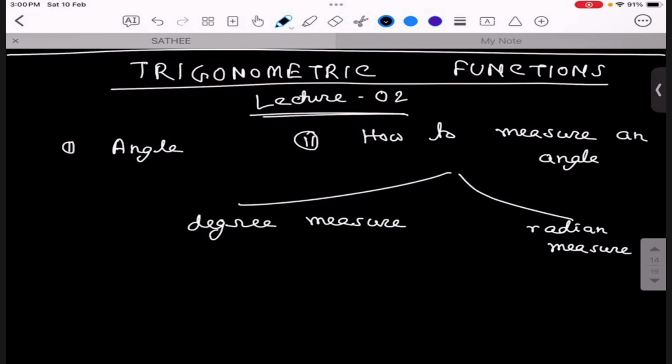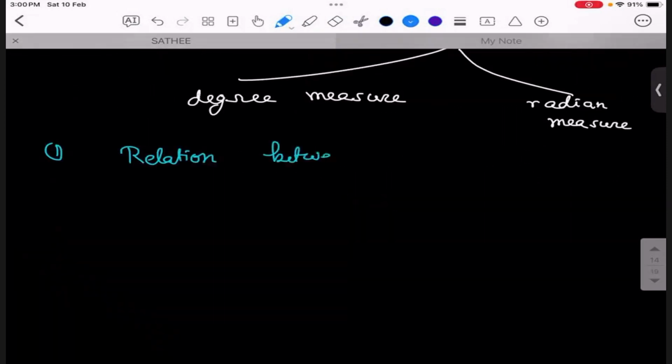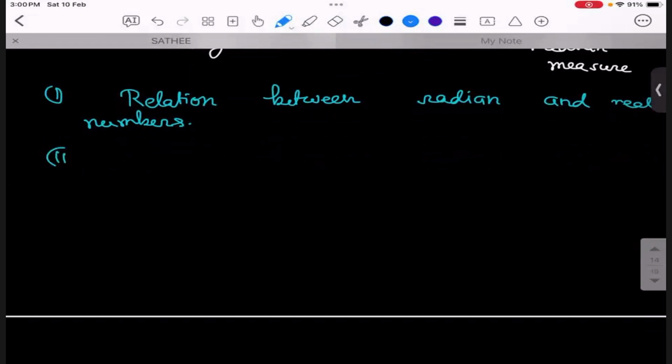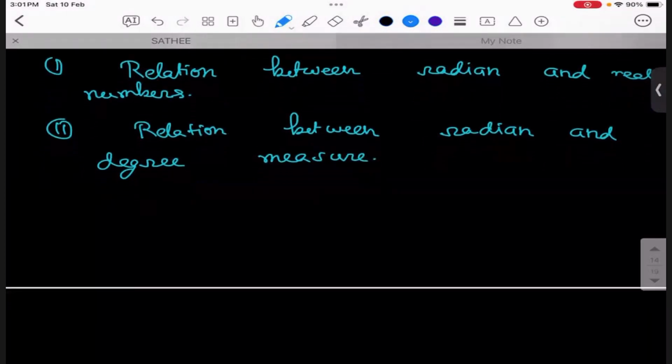Okay, so today we will discuss first the relation between radian and real numbers, and second the relation between radian and degree measure. Okay, so first let us discuss this thing.